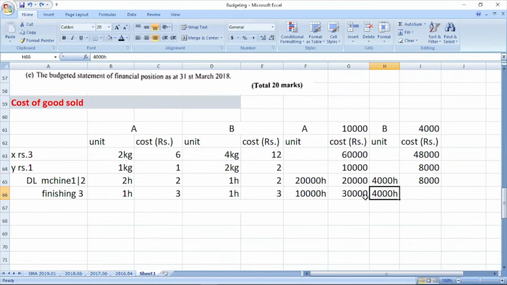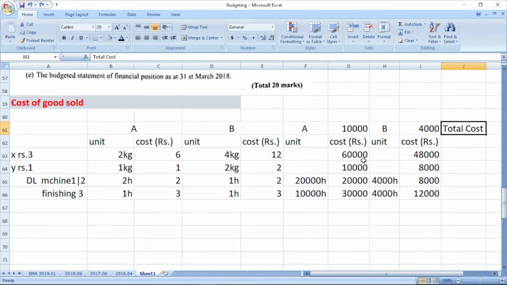it is 8,000. And finishing department hours, for B it is 1 hour. 1 hour into 4,000, it is 4,000 hours, and the cost of B in the finishing department is 3 into 4,000, it is 12,000. Now we can calculate the total cost.